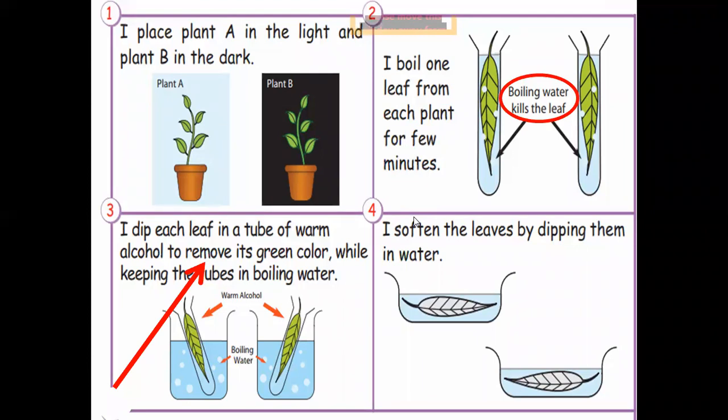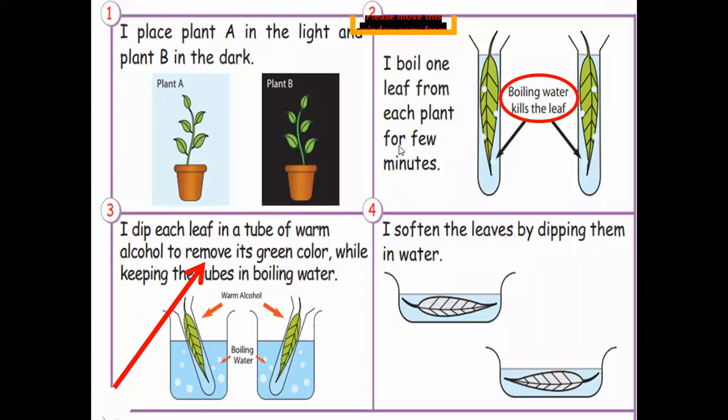So here we have two important notes. We have two plants, one in light and one in darkness. We put them in boiling water for a few minutes. Boiling water will kill the leaves. This is the first note. Number two, you have to know that the warm alcohol removes the green color of the leaf. So boiling water, I repeat, kills the leaf. The warm alcohol removes the green color.